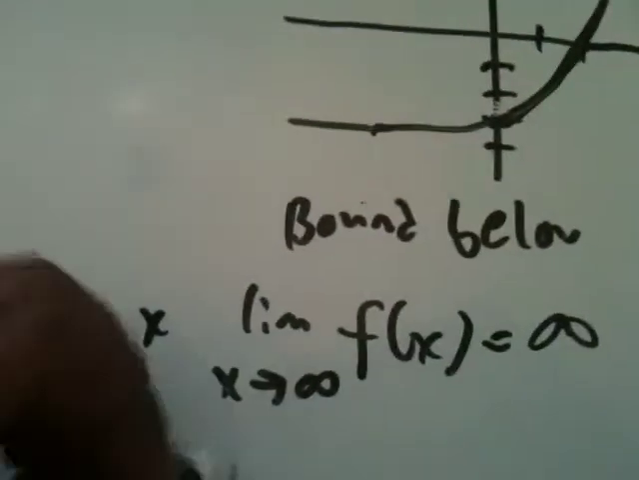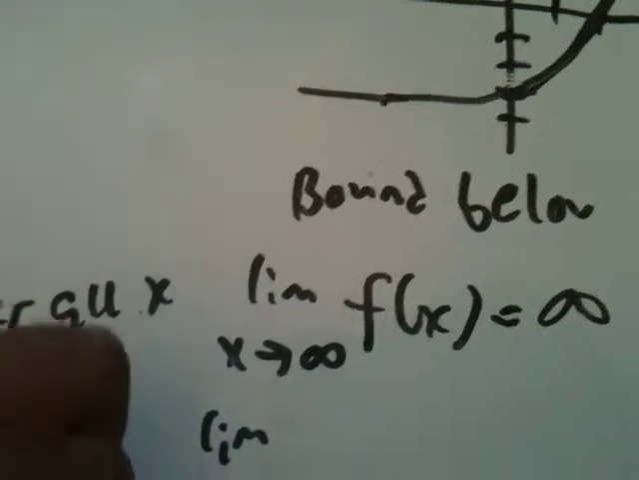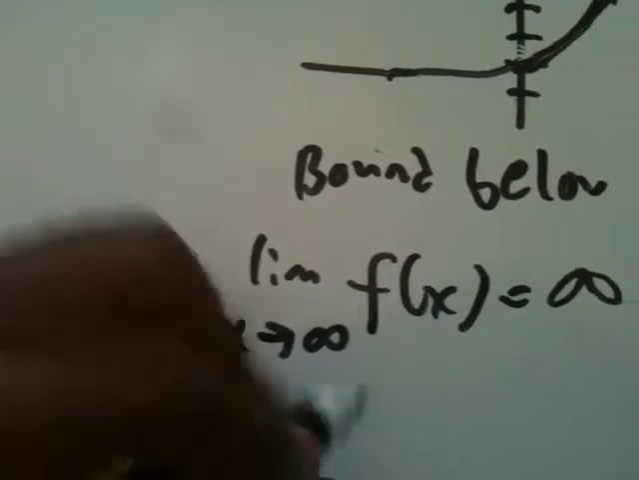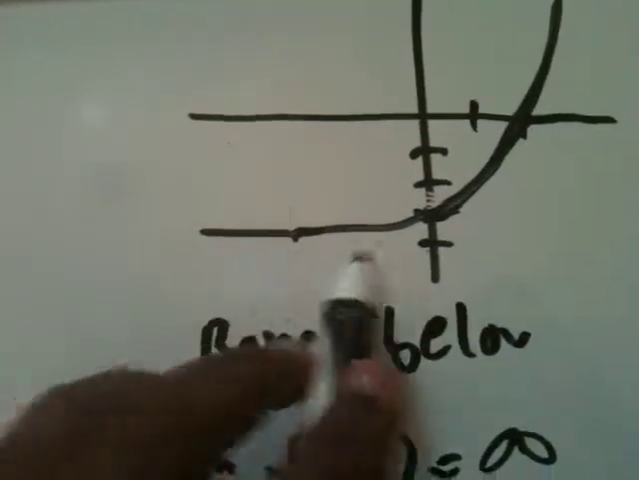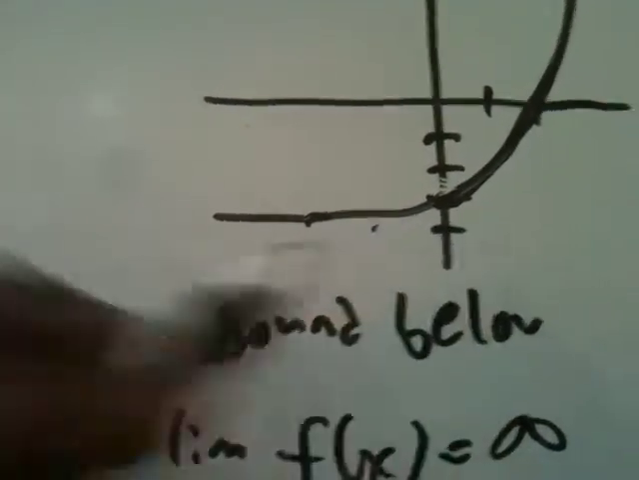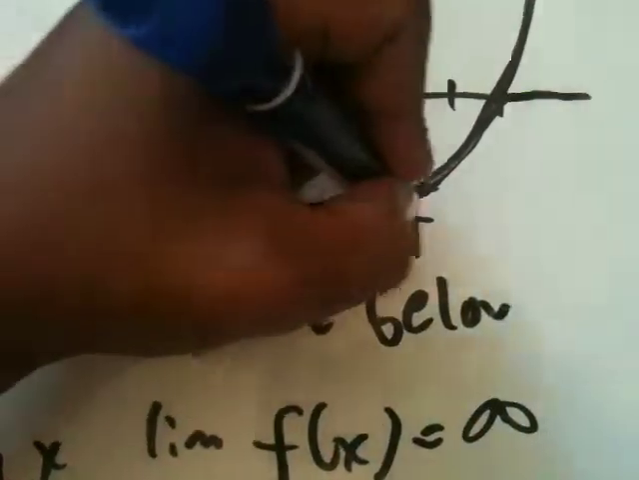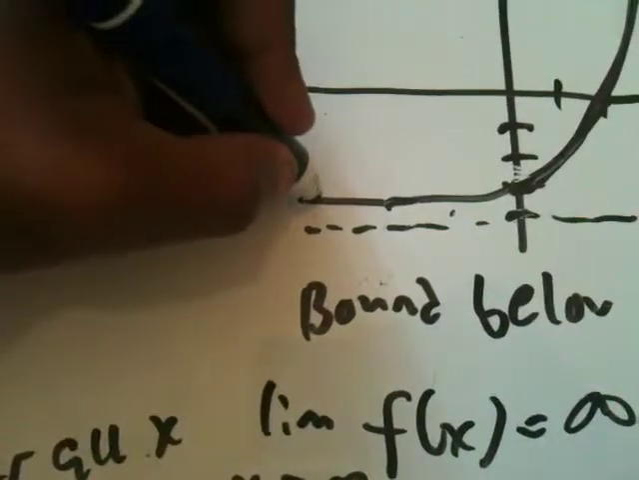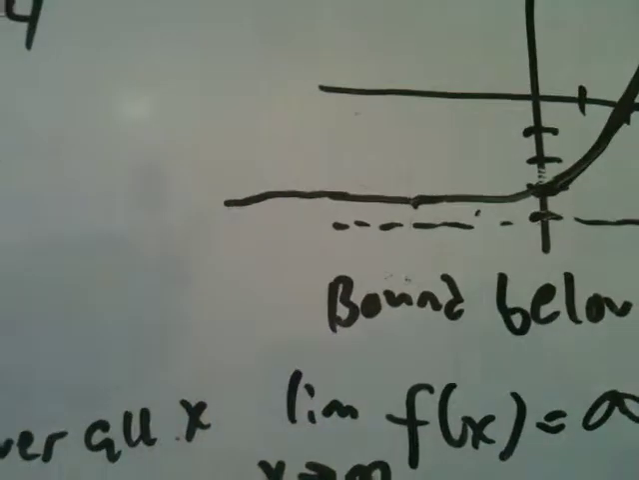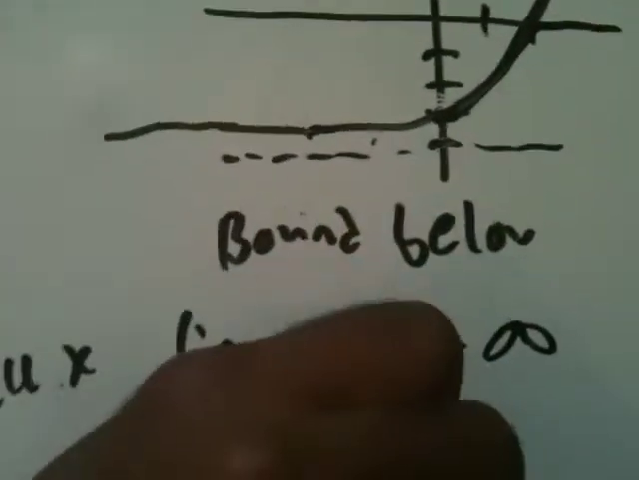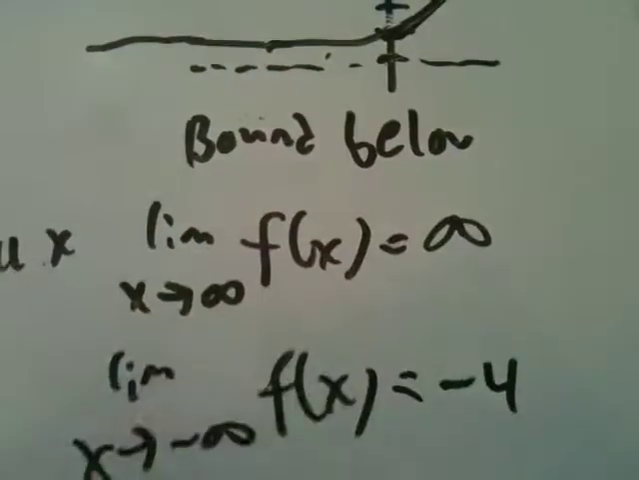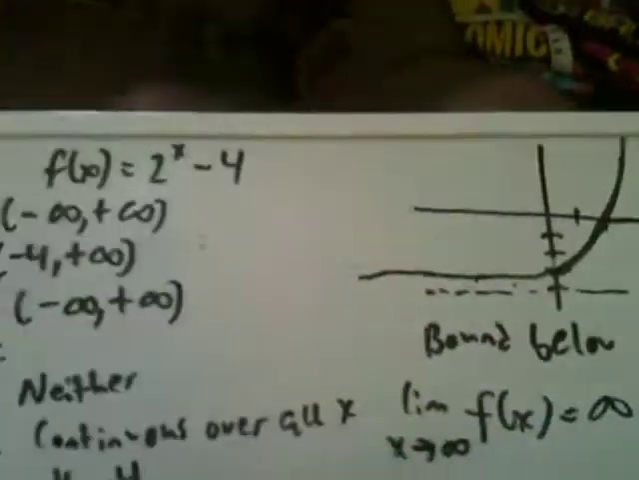And for the limit as x approaches negative infinity of f of x, it gets closer and closer to this value, this asymptote right here. Let me just draw it as a dotted line. It gets closer and closer, but slowly. So it approaches that asymptote, which is negative 4. And we are done analyzing this function.